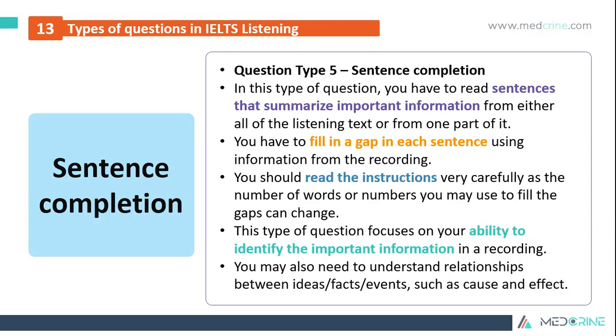And remember, again, you need to read the instructions very carefully, as the number of words or numbers that you need to use to fill the gaps may change. This type of question focuses on the ability to identify important information in a recording. Also, you may need to understand relationships between ideas, facts, events, for example, the causes and effects.